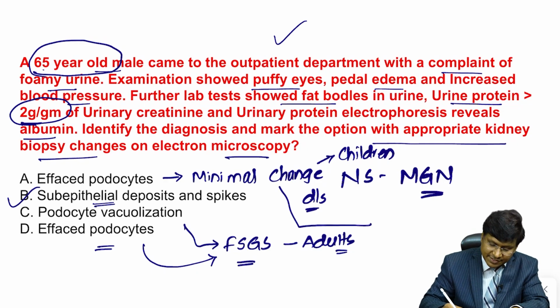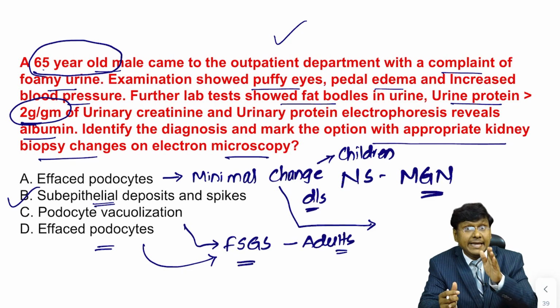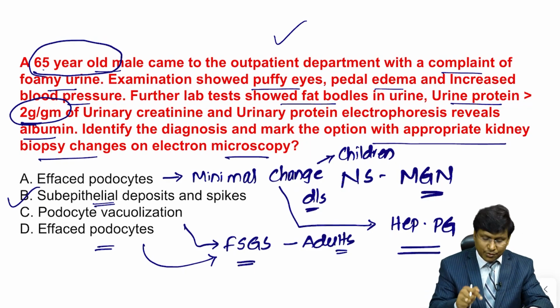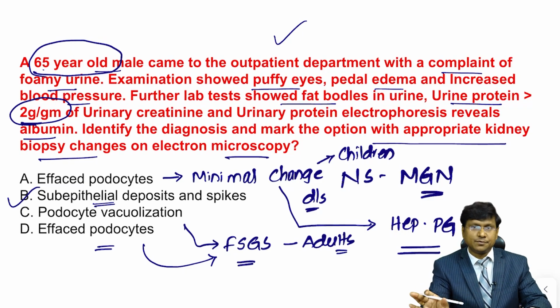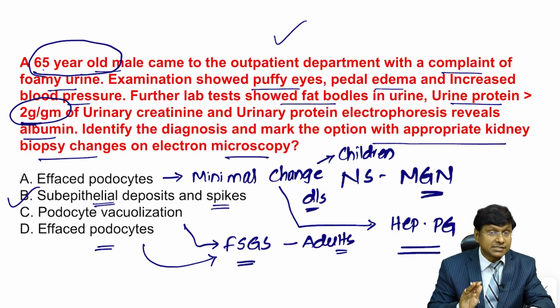and there will be effacement of the podocytes also in focal segmental glomerulosclerosis. And in minimal change disease, the effaced podocytes are mainly because of loss of membrane polyanion, that is heparan sulfate proteoglycan. So that is where you will have the presence of the effaced podocytes. Okay, so the answer here is subepithelial deposits as well as the spikes. Right, the next question.